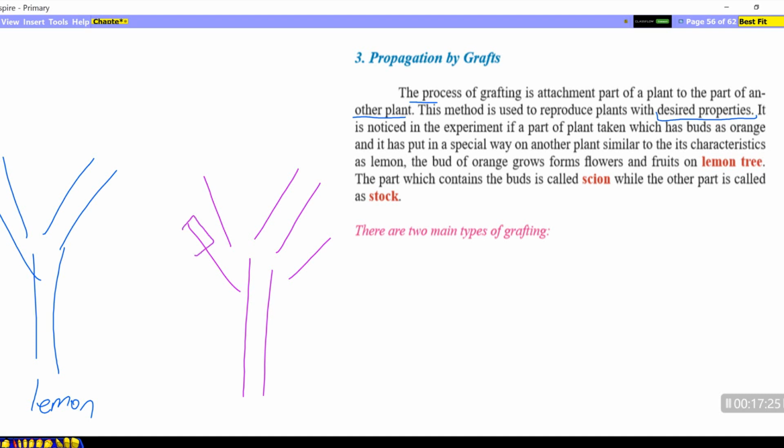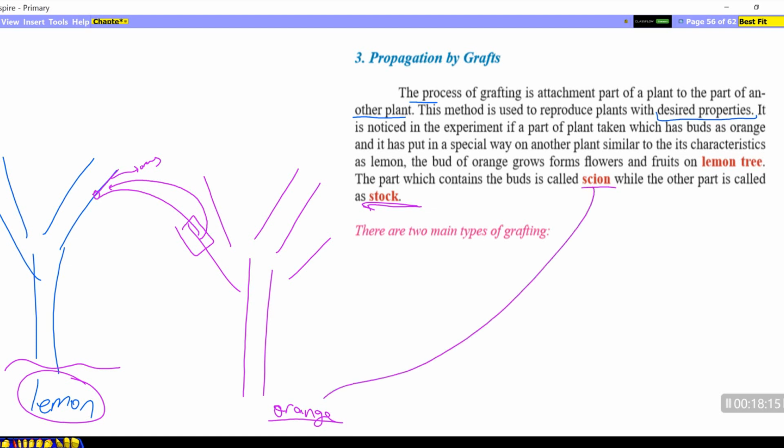So a small twig is cut from the orange and transported to be set on the lemon tree, fixed on it, tied firmly, and we wait for it to grow. On the lemon tree, this part produces oranges while the remaining part is still a lemon tree. There are special scientific names for these two kinds of plant. The stock is the plant which is connected to the soil, like the lemon in this example, but the scion is the plant whose part is transported to be attached to another plant, like the orange. So in this example, orange is the scion, but the lemon is the stock.